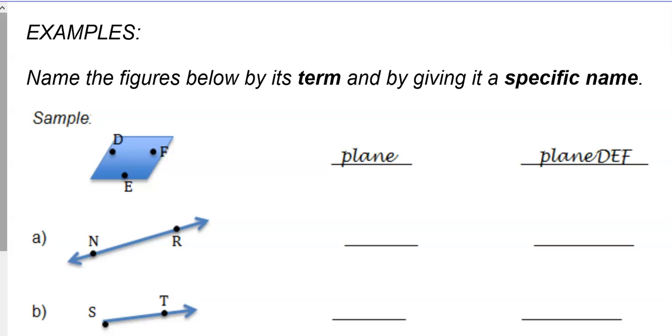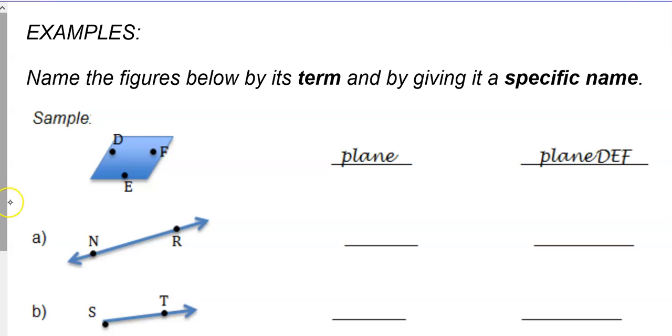Okay, so let's take a look at some examples. Name the figures below, first of all, by giving the actual term name. So is it a point, a line, a ray, a plane, etc.? And then specifically name it. So here's our plane. In general, it's a plane. And then to name the specific one, we label plane DEF with the three points. Please notice there is a big difference between using capital letters and lowercase letters.